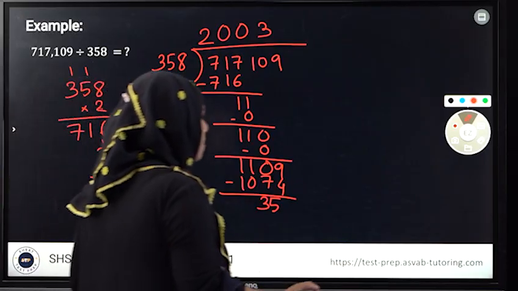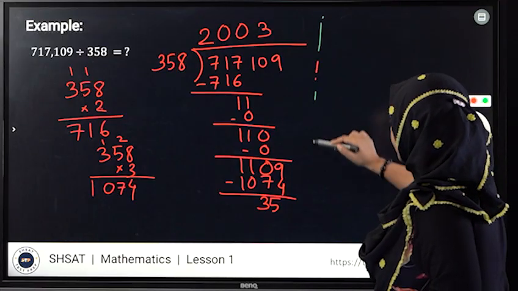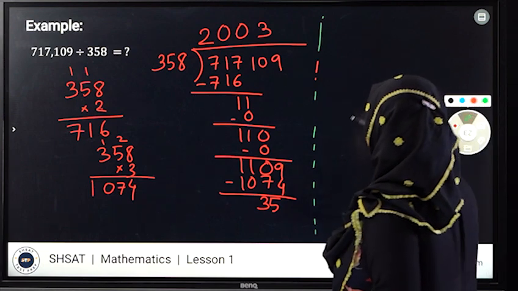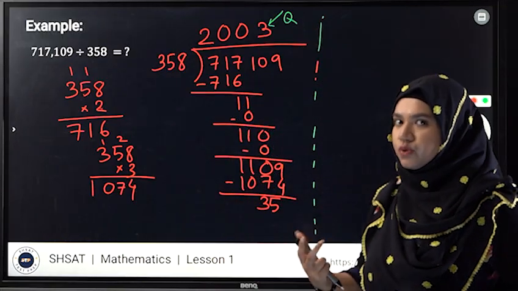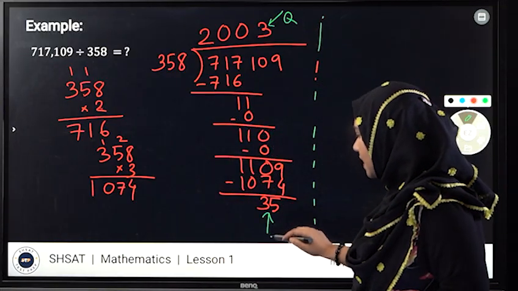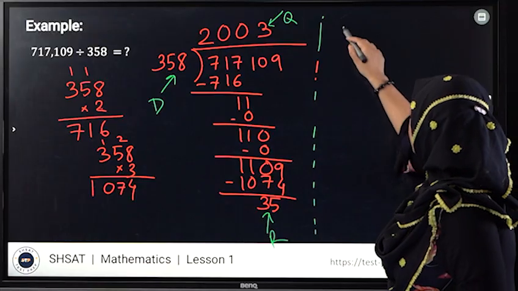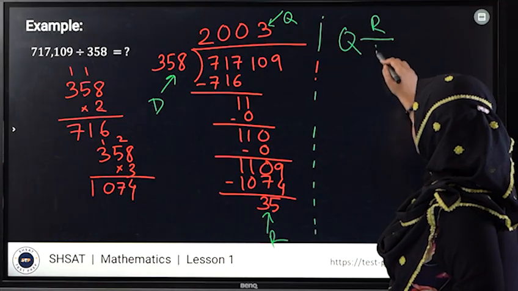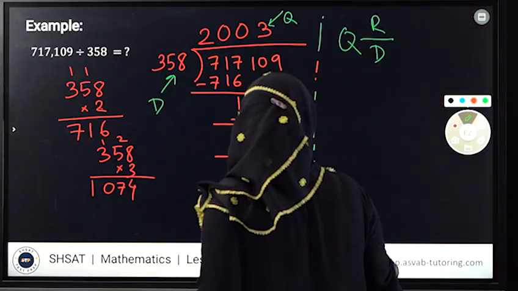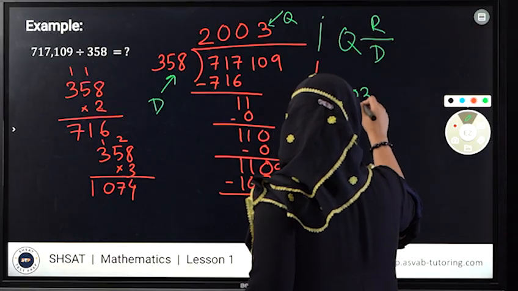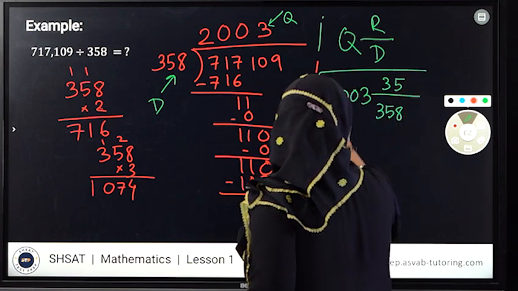Now what? Now, because we have remainder, we don't need to worry about that because there's a format in which you can actually write down whatever we are actually doing. The format is the number that you see right here, we call it quotient, Q. The number that you see right here is remainder, R. And this number here is divisor, D. So the format is we write the quotient here, we write remainder, and then we write the divisor. That is what we call when we do a mixed number, okay? So it's going to be 2003 over here, 35 over here, and 358. That is our final answer.